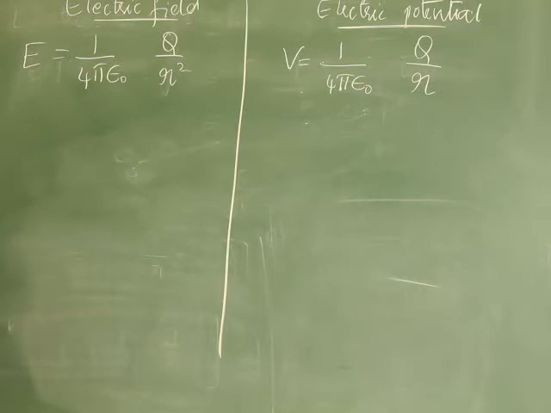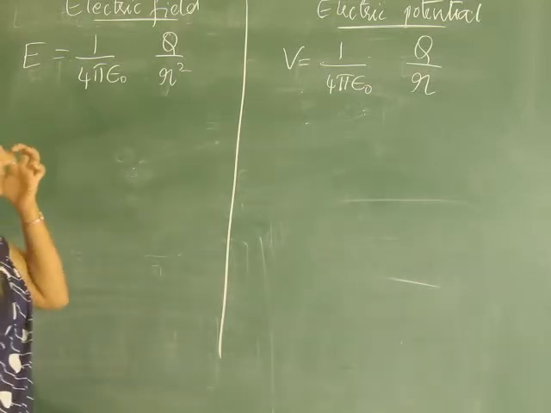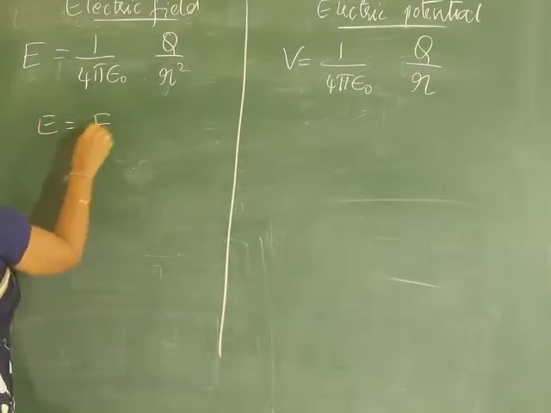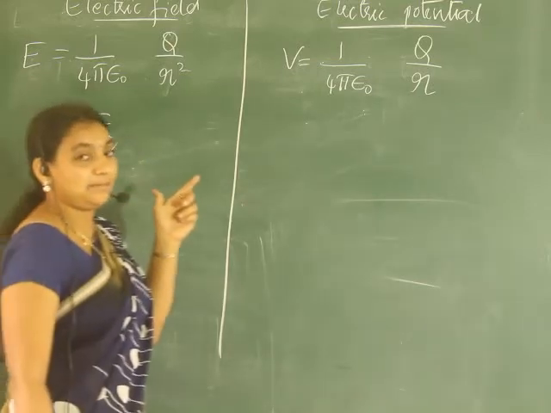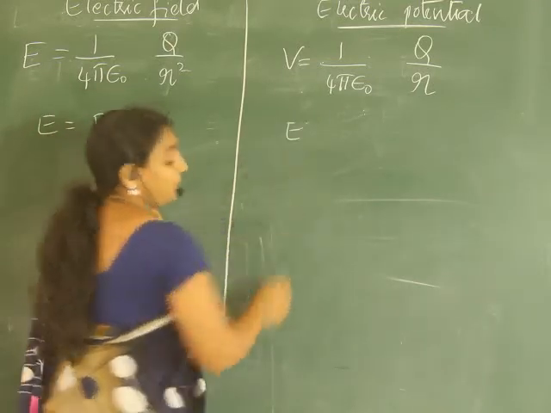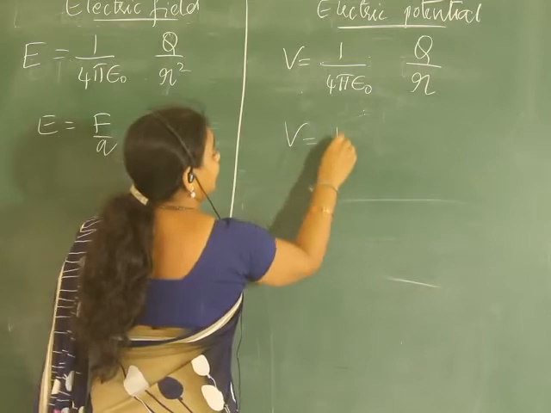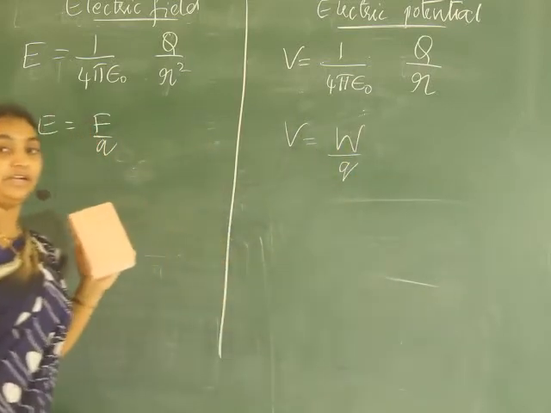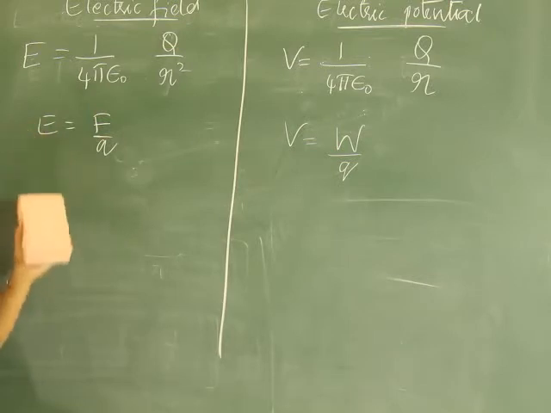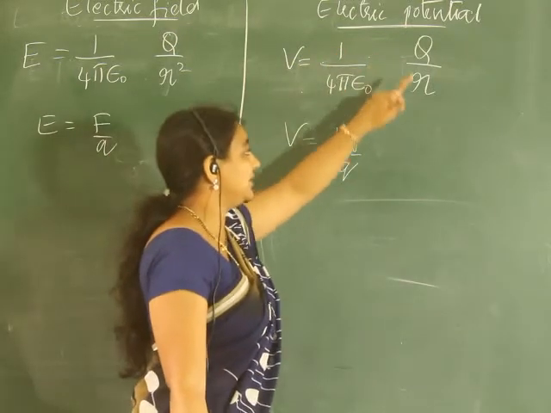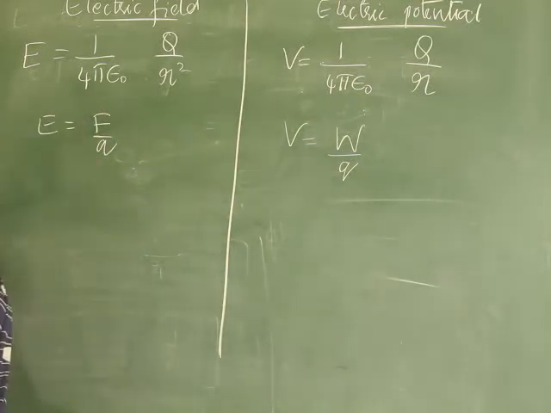Electric field is the force experienced by a unit positive charge, correct? This is nothing but the force experienced by the unit charge, or E is equal to F by Q. Whereas electric potential, or V, is nothing but work done per unit charge in bringing it from infinity to that point. So electric field is the force experienced by the unit charge kept at that point, whereas potential is the work done per unit charge in bringing it from infinity to that point.